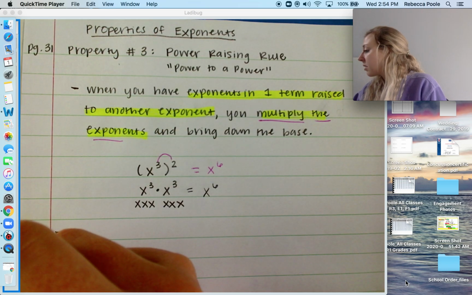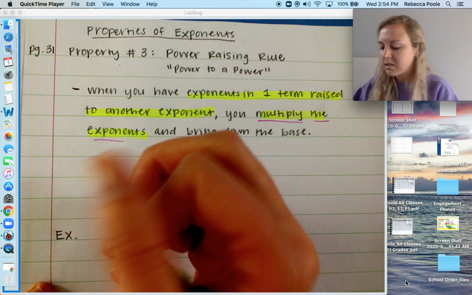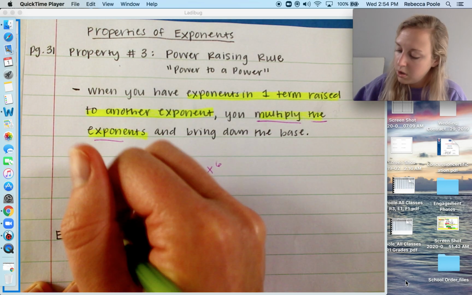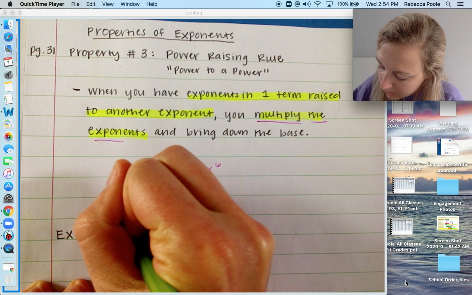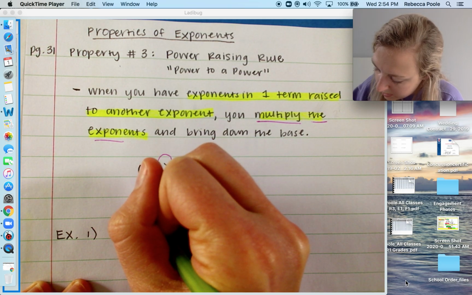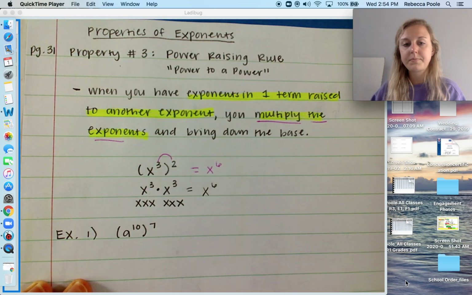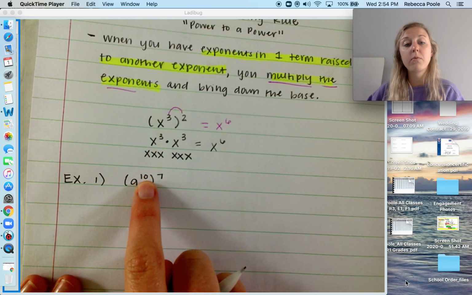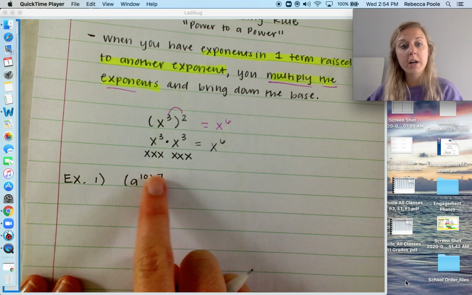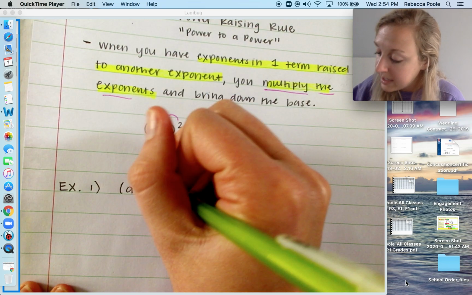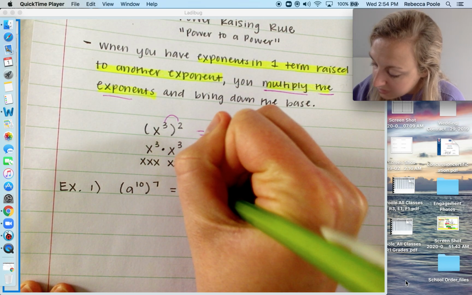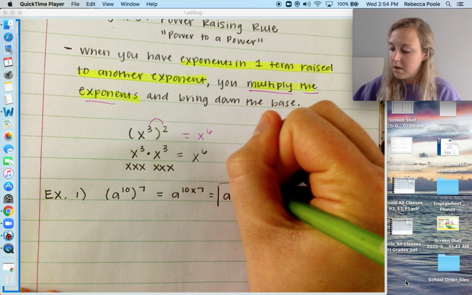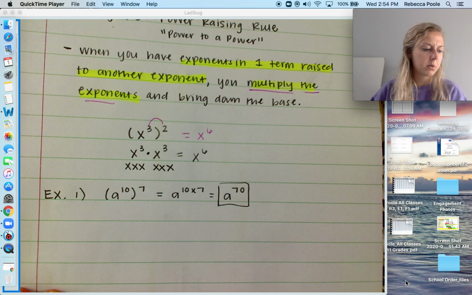All right, let's see, what example are we on? Oh, I started over each time. Okay, that's fine. This will be example 1. So a to the 10th raised to the 7th. I have one power being raised to another power, or an exponent raised to another exponent. That means I'm going to multiply my exponents, which gives me a to the 70th. I don't think you guys are going to have any issues with this one, okay?